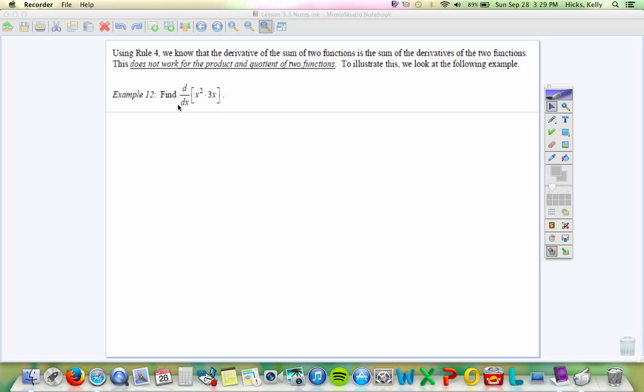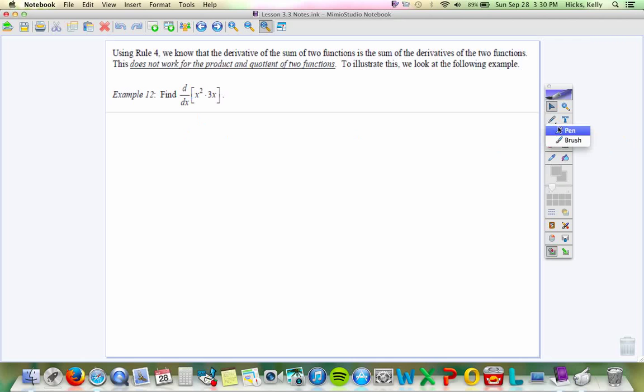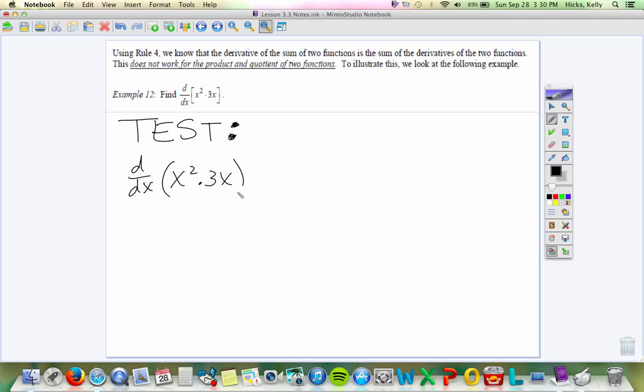I'm going to show an example right here of why you cannot just use the power rule for products and quotients, all right? So what I'm writing is a test. This is only a test, all right? So I'm telling you ahead of time, it's not going to work out. So if we did the derivative with respect to x of x squared times 3x, if we did this with the power rule that we just learned in day 1, and did them separately and then just multiplied them back together, let's see, what would we get?